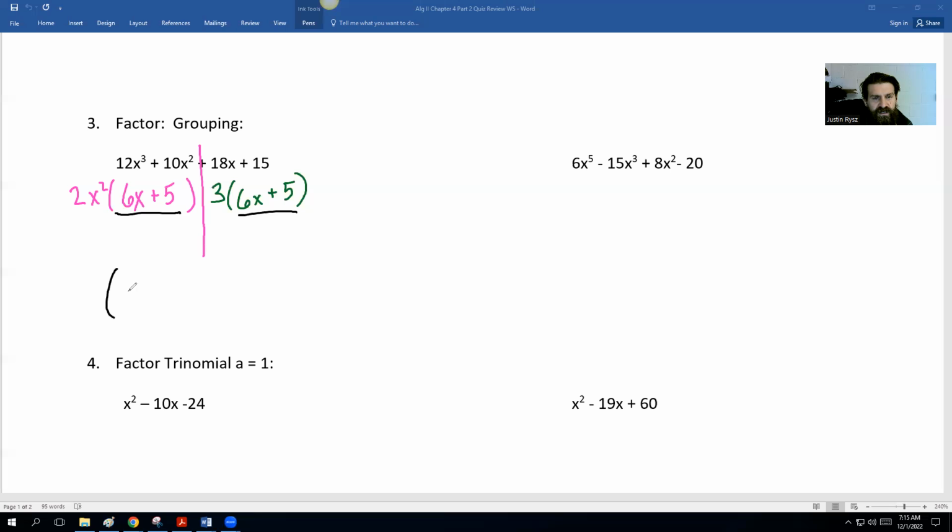So that means our solution is the parenthesis that they have in common, the 6x plus 5. And then the other parenthesis is what's on the outsides here. We got 2x squared and 3. So 2x squared plus 3 is the other parenthesis.